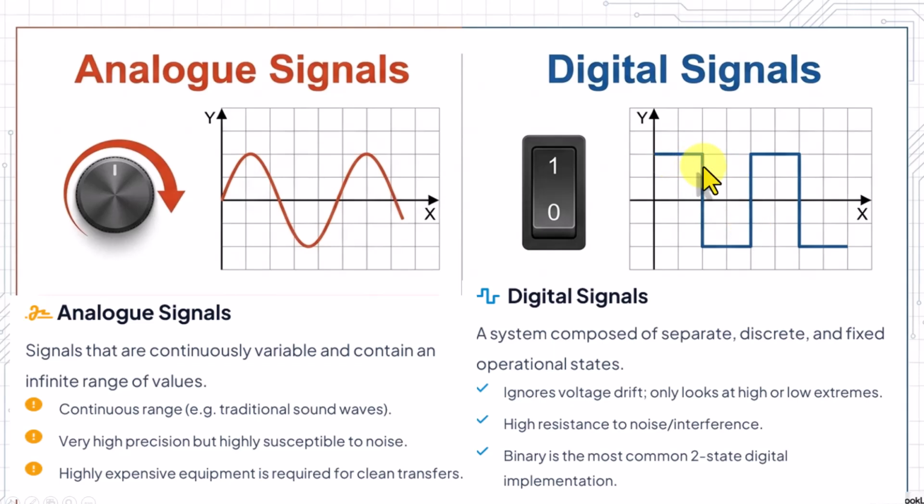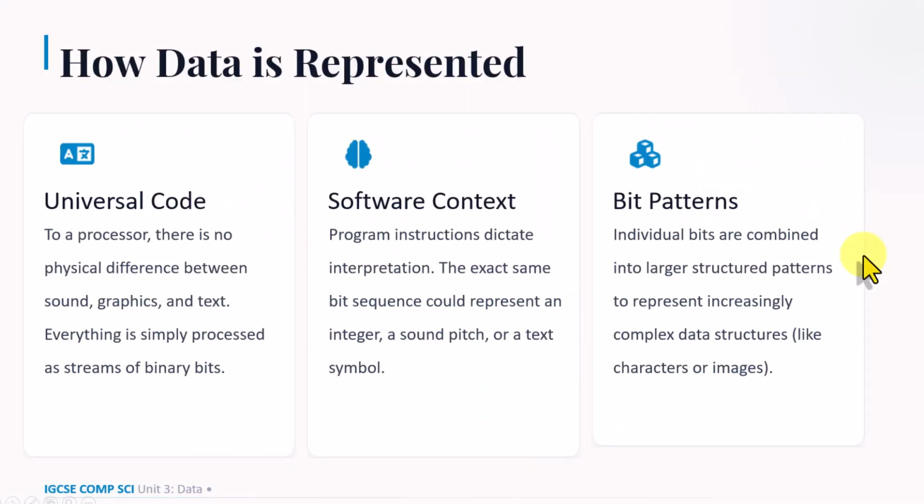For example, if the voltage is here, the processor will consider it to be in this position, because it does not understand the part in between. Or if it is here, it will simply consider it to be here. So we have separate and discrete operational states. It is also highly resistant to noise. If our data is here, a little bit of noise can bring it lower or higher, but since it is nearer to this level, it will simply be treated as the same level. Binary is the most common two-state digital implementation, so we have only two states.